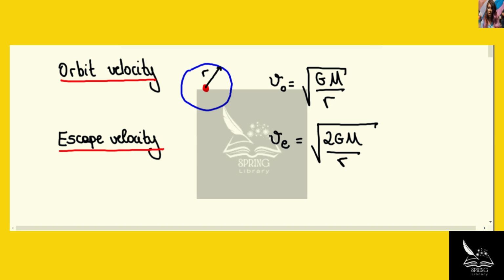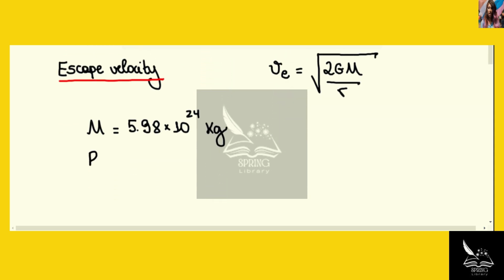What we're also going to need in the exercise is that the mass of the Earth is 5.98 times 10 to the 24 kilograms. We are going to need that the radius of the Earth is 6.38 times 10 to the 6th meters.